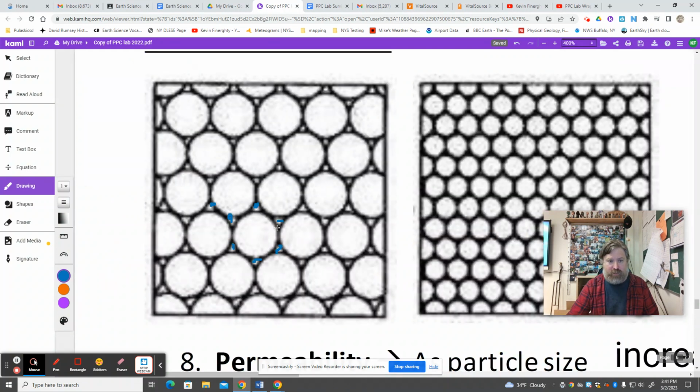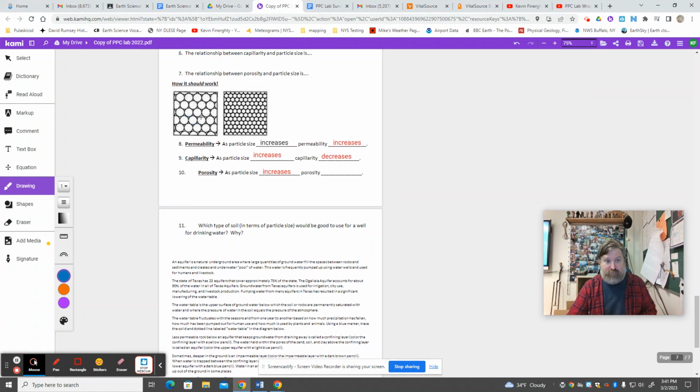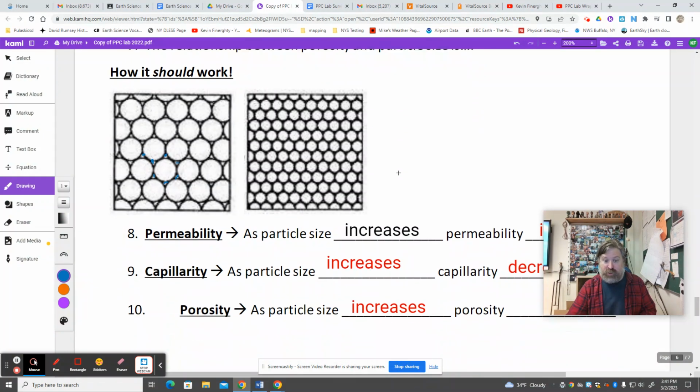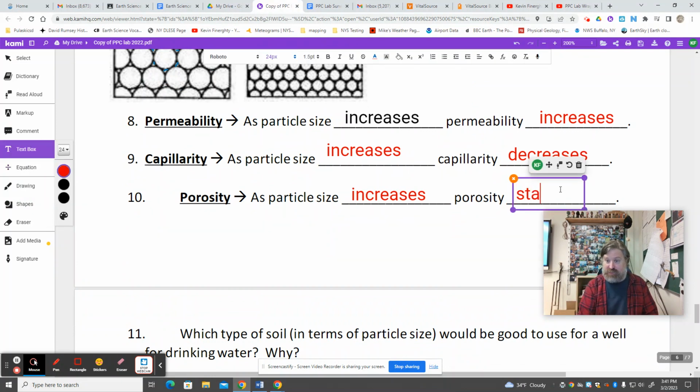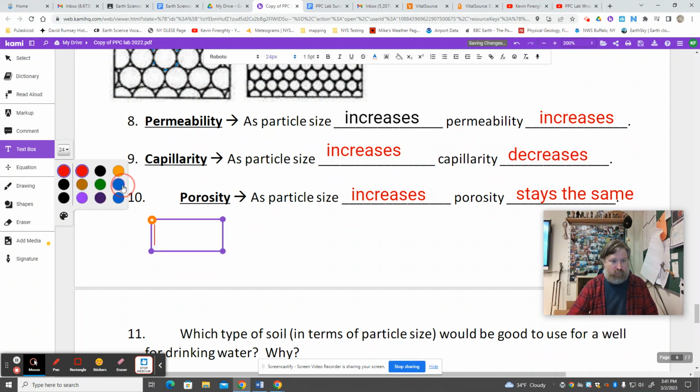If I make this way bigger, do I change the porosity? I just made the beads bigger magically with the zoom function, but the ratio of space to bead stayed the same. If I make them very small, they're small beads. Now the ratio of the space to the beads stays the same. It's a weird function, but what happens as particle size increases, porosity stays the same. Now, this all counts for rounded, sorted particles only.